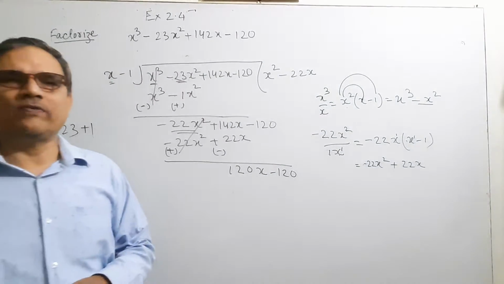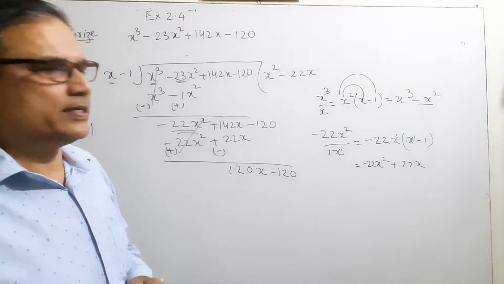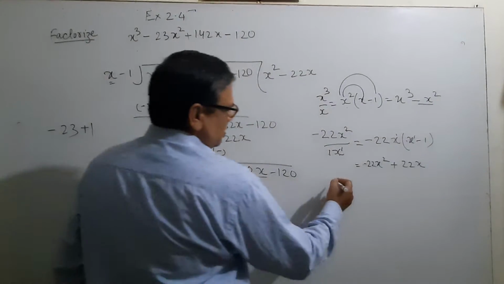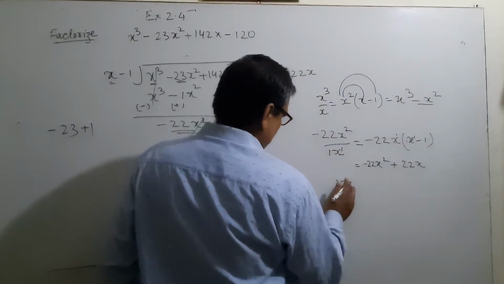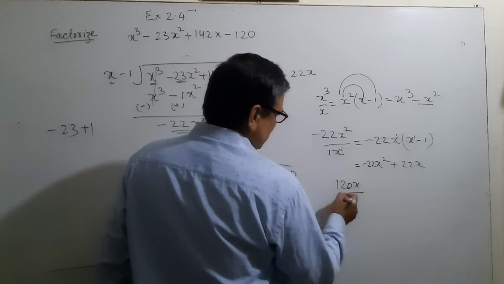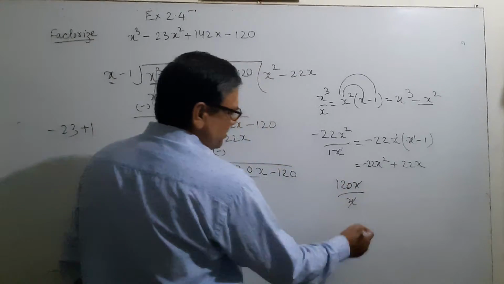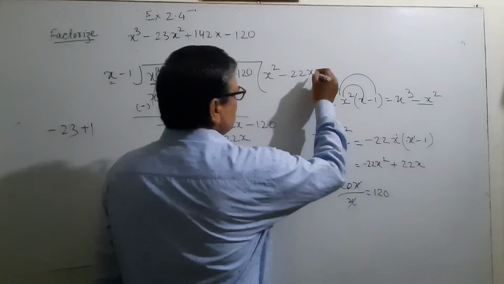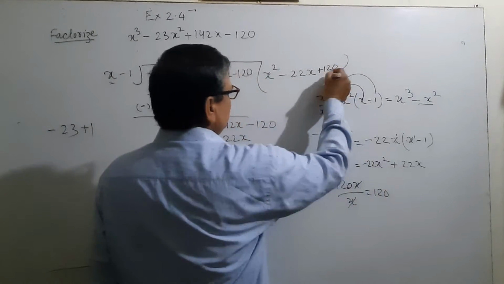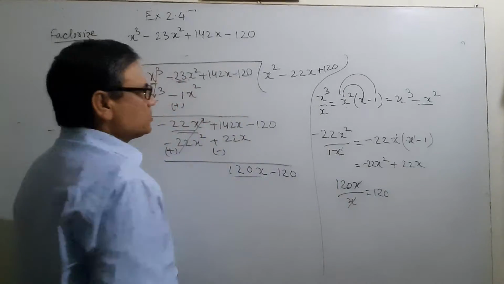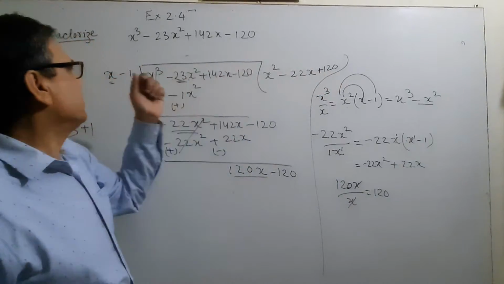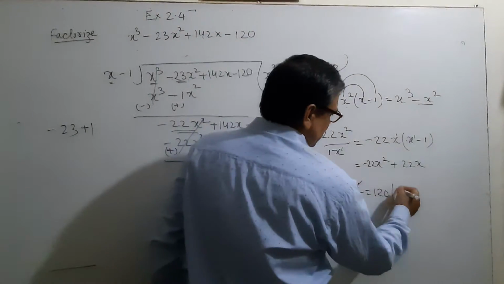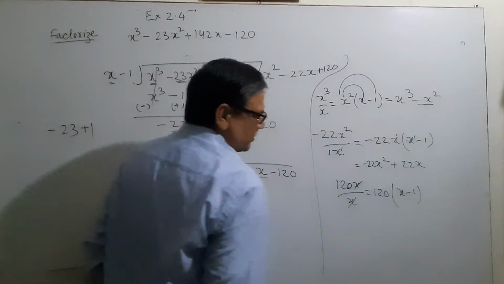The degree of the remainder is always less than the degree of the divisor. So that means we have to divide 120x by x. 120x divided by x, x will cut. What is your answer? Plus 120. And now this 120 we have to multiply by x minus 1: 120 bracket x minus 1.